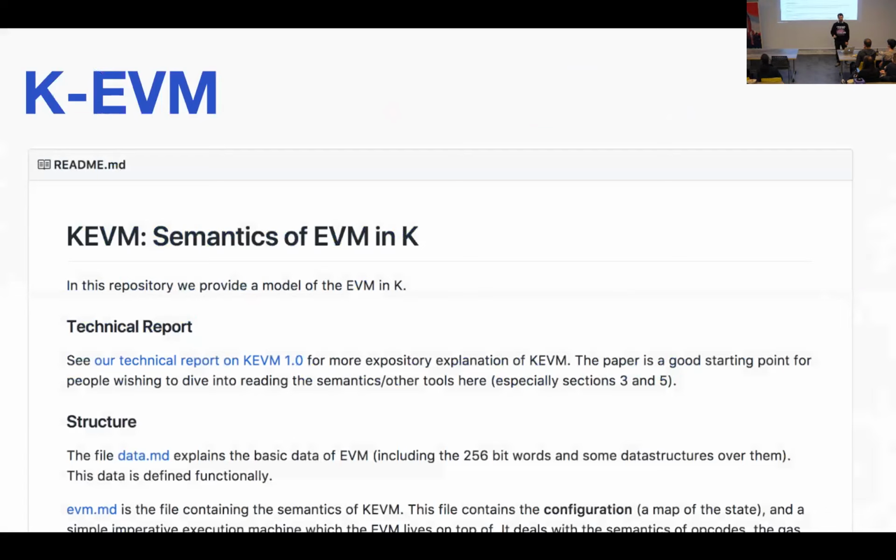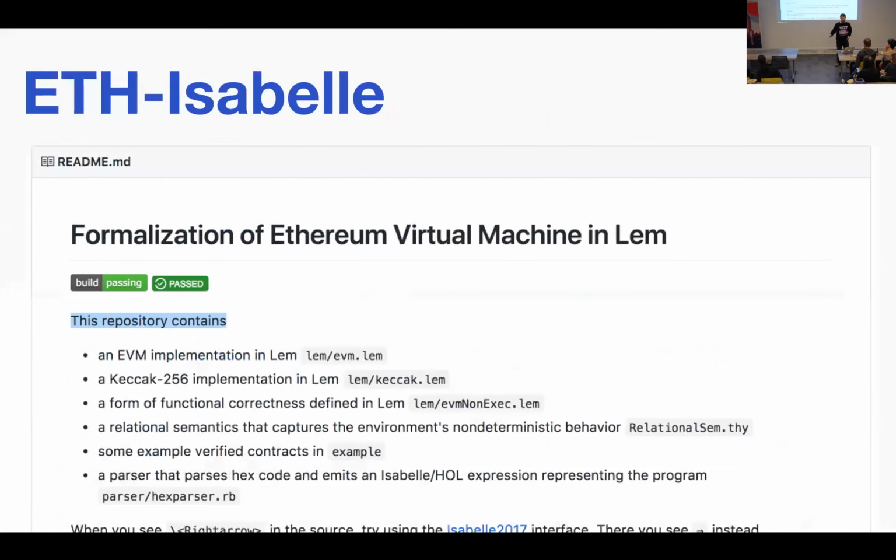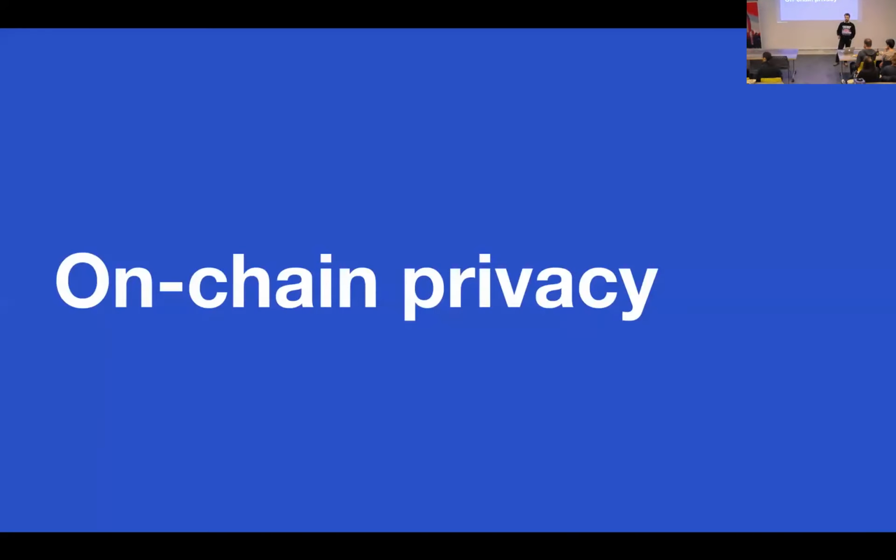So great project, KEVM. They're doing wonderful things, and they intend to extend their verification up to Viper so that we'd have it right from Viper down to the EVM. ETH Isabelle, this is another exciting project, and somebody at Consensus is currently working on something that would take LLL to the EVM through a formally verified pathway. So also very exciting.